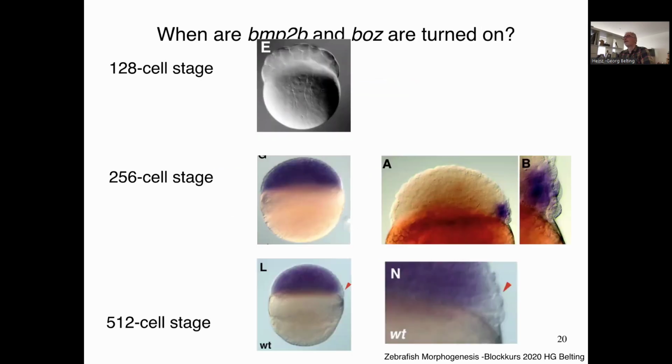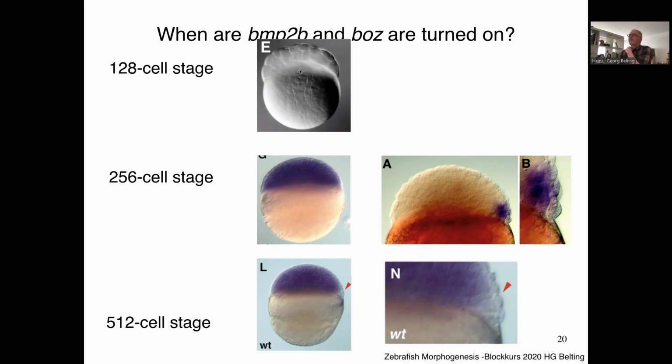Okay. Another question is, when is BMP being expressed? Okay, if you do an in situ, RNA in situ, and you look at a very early embryo, right after cleavage stage, so this is a very early blastula, 128 cells.